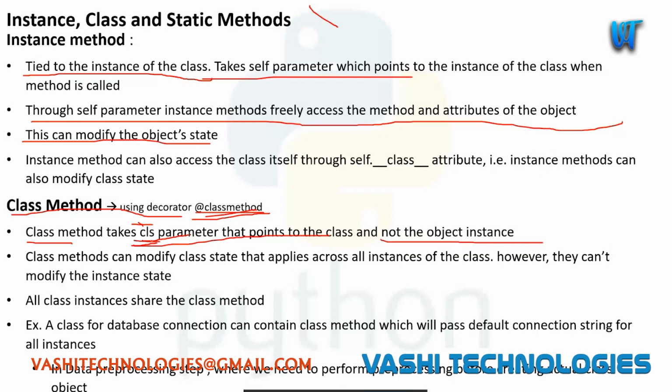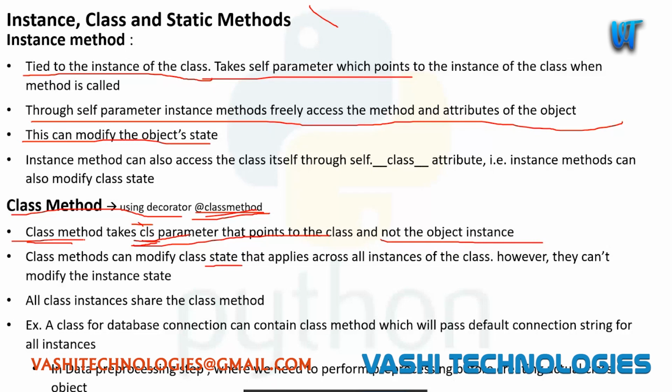We can't make any changes using a class method to the instance method. However, they can modify the class state. The reason being, when I say they modify the class state, let's say I have made some changes to my product class. So that will be applicable for each and every instance which we are creating using that class.